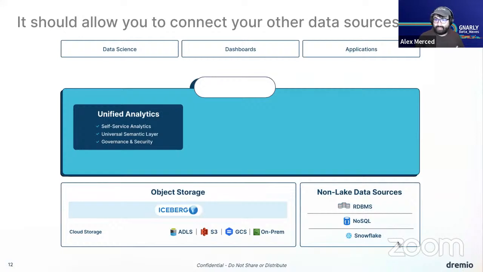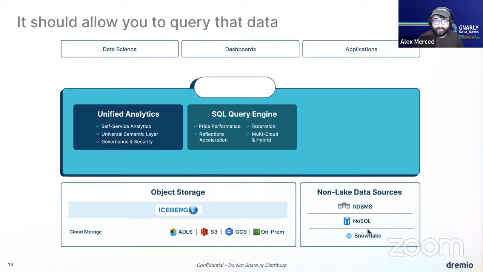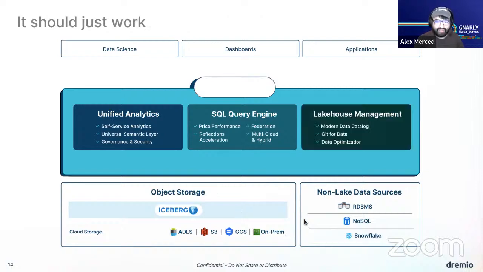And now with these different data marketplaces, whether it's the Snowflake data marketplace or the AWS data marketplace, you want to be able to unify that data wherever you get it instead of moving it from system to system. It should have a powerful SQL query engine that allows you to federate queries across all those different data sources, with powerful acceleration features that can accelerate that data wherever it is. And it should have lakehouse management features so that you don't have to do as much manual maintenance of your data lakehouse, where basically your tables are automatically compacted.